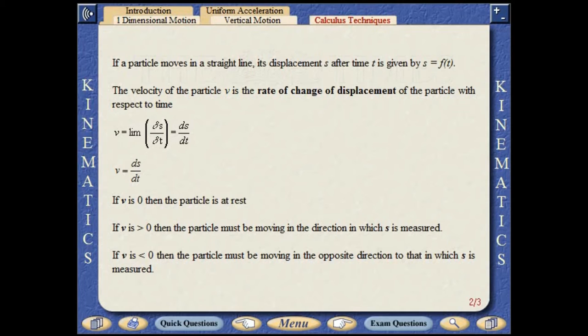If a particle moves in a straight line, its displacement, s, after time t, is given by s equals f of t. The velocity of the particle, v, is the rate of change of displacement of the particle with respect to time. If v is zero, then the particle is at rest. If v is greater than zero, then the particle must be moving in the direction in which s is measured. If v is less than zero, then the particle must be moving in the opposite direction to that in which s is measured.